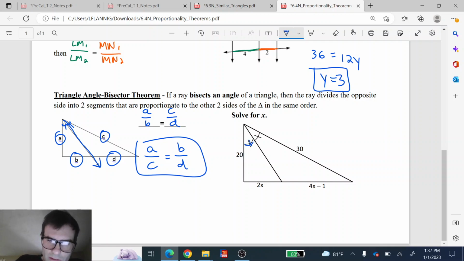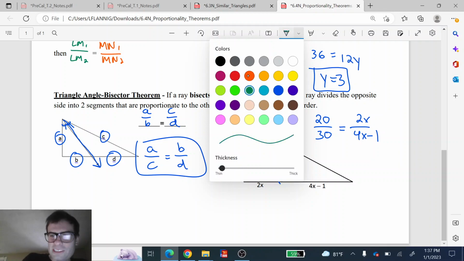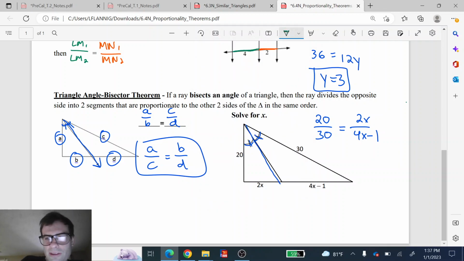So I know these cut completely even. And while 2x and 4x minus 1 aren't necessarily the same, they are proportional. So I can say 20 divided by 30 should be equal to 2x over 4x minus 1. To make the problem a little easier, I know 20 divided by 30, I can reduce that to just 2 over 3 by dividing them both by 10, making my life a little bit easier.